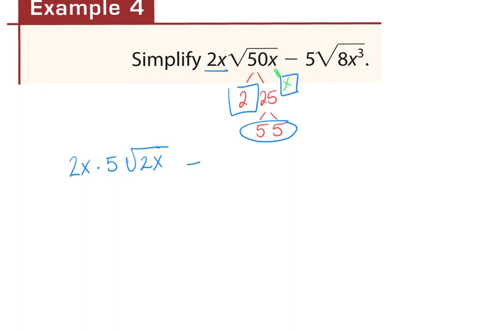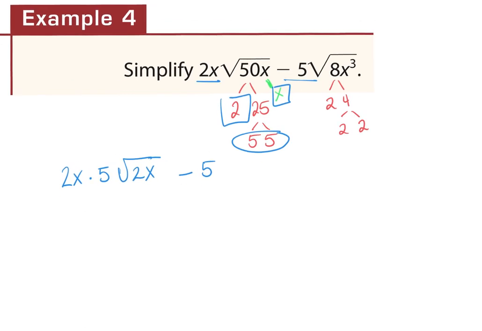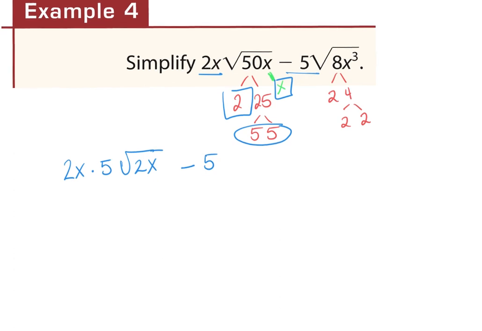Then I'm going to put my subtraction, and I'm going to do the same thing with that 8. I have 2 and 4, 2 and 2. I already have a 5 on the outside, so I'm going to put my 5 there. And then I'm going to do my grouping. I have a group of 2 that can come out, a 2 that will stay in. And then I'm going to look at my x's.